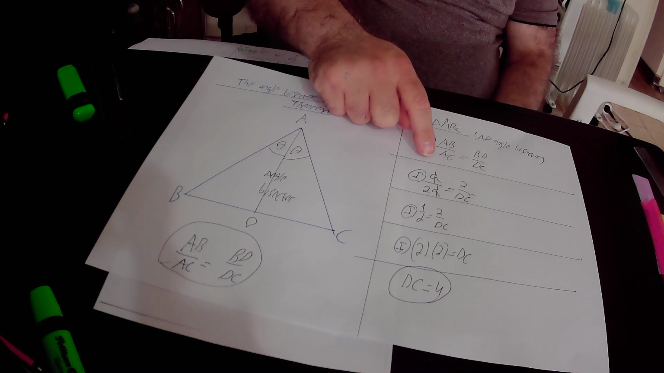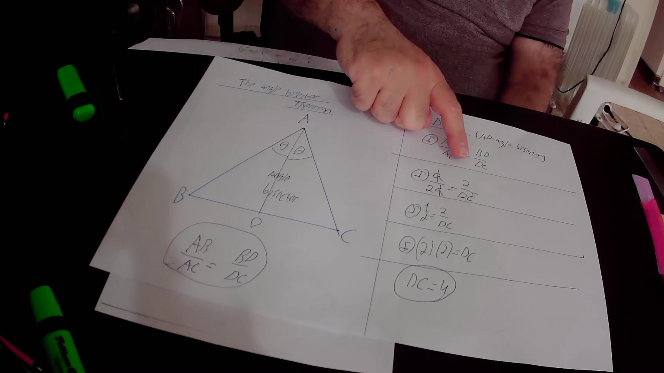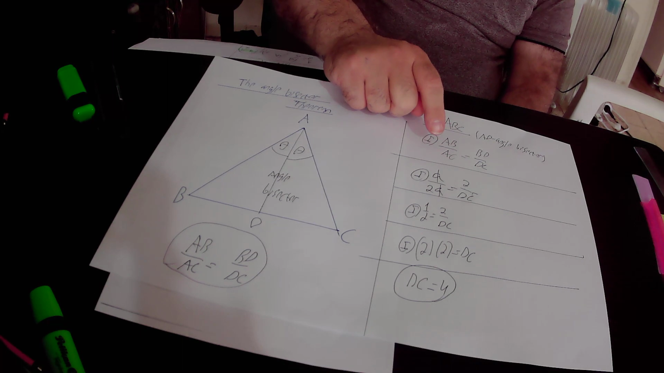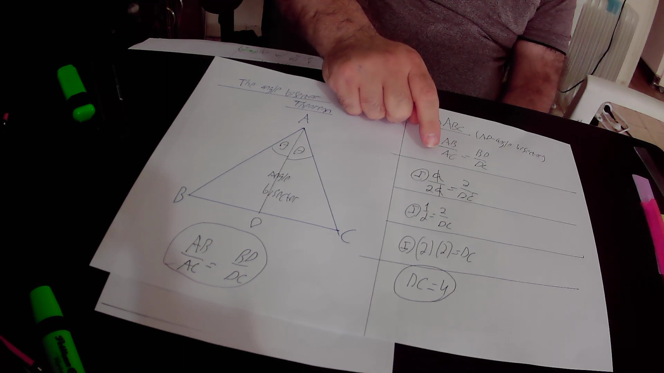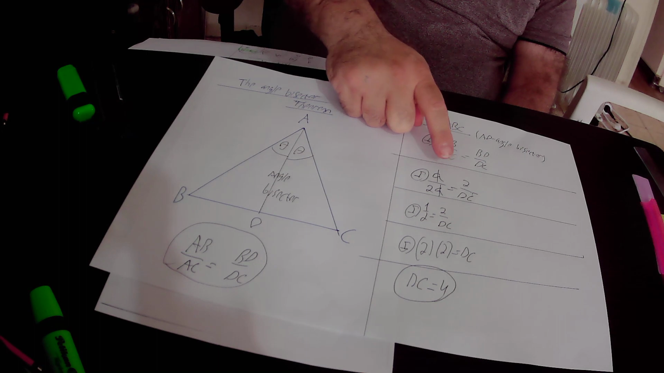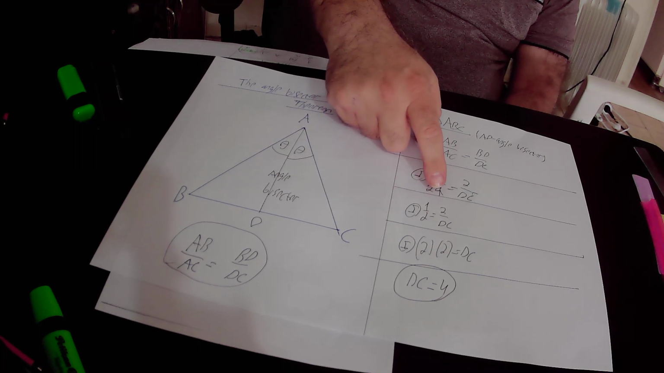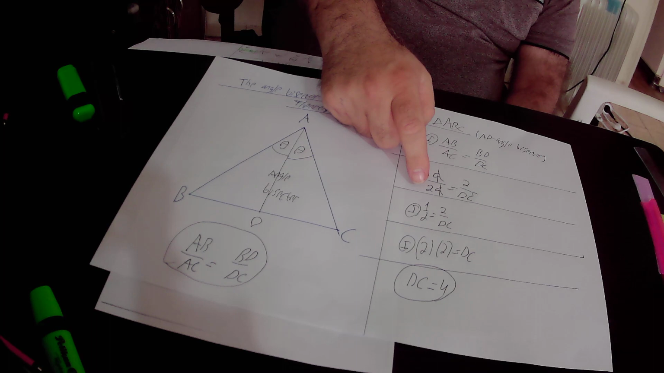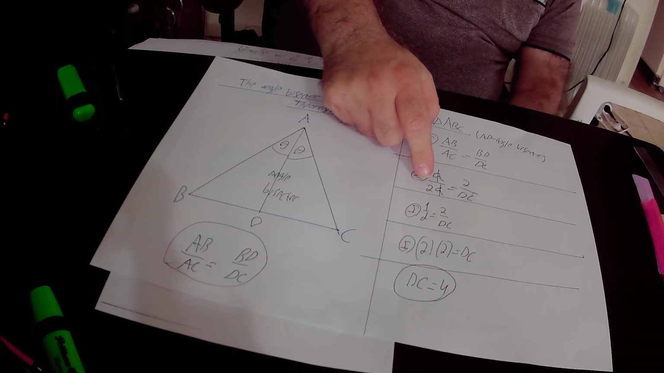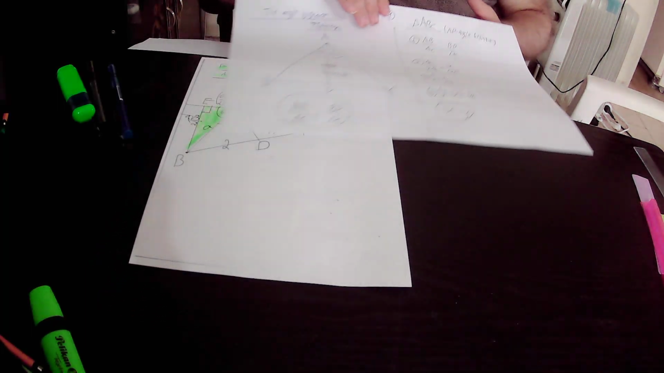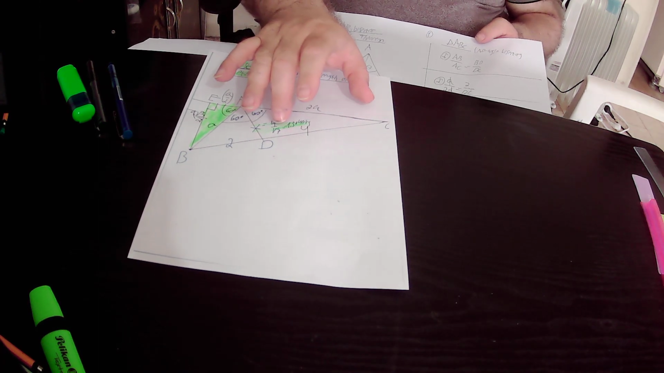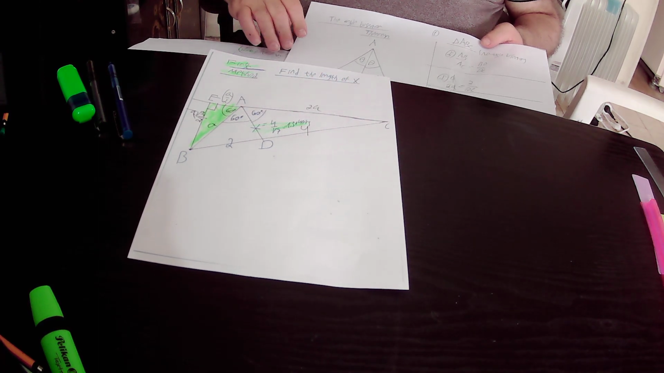AB equals A, AC equals 2A, BD equals 2, and DC is the missing line segment. We found that A over 2A equals 2 over DC. A over A is 1, so A gets cancelled, leaving 1 half equals 2 over DC. Multiplying this equation, we found that DC equals 2 times 2, which is 4. So the missing line segment DC equals 4 units.